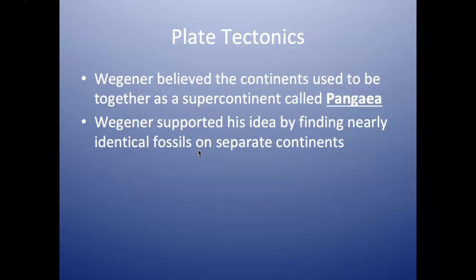What Wegener believed was that at one point all of these continents were joined together. And he called this the supercontinent, which is known as Pangaea. He supported this idea with fossils that he found on several different continents. They seem to be similar in nature, and thus, what Wegener came up with was the idea that those animals can't swim across the sea, and thus must have come from the same place, and those continents must have been joined together at one point in time.